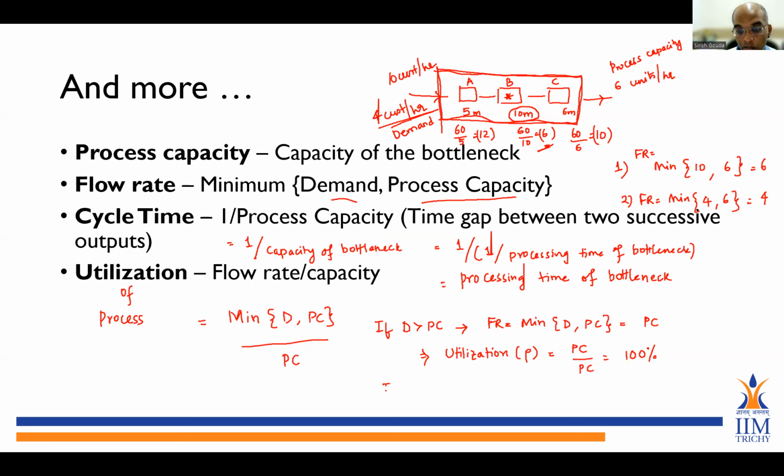But in cases where demand is, so you can put this as equal to as well, if demand is less than process capacity, then our flow rate is going to be nothing but minimum of demand, process capacity, which is just demand. So in that case, utilization that we are getting is going to be D divided by PC, which is usually less than 100%. This is what we generally talk about as utilization.